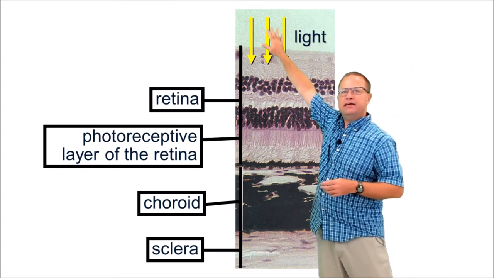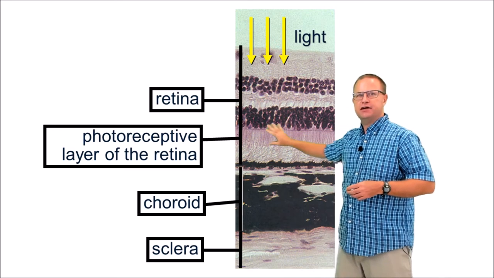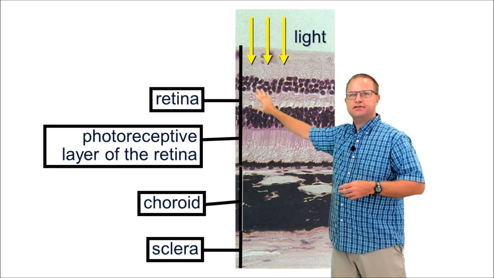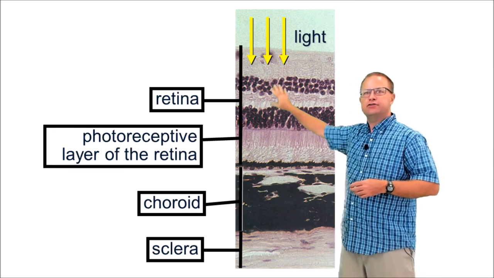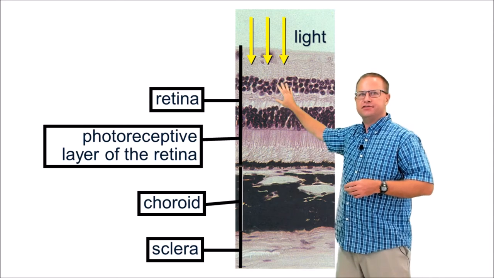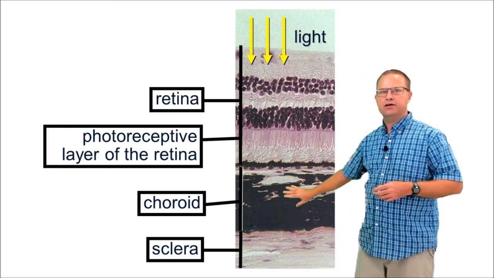So light would be coming in from up here, and within the retina, we encounter the photoreceptor cells right here. So these are the nuclei of the photoreceptor cells. We also have cells in there called ganglion cells and bipolar cells. And eventually, these are going to transduce that information in the light into a pattern of nerve impulses. Now, beyond that, we have something called the pigmented retinal epithelium and also the choroid.